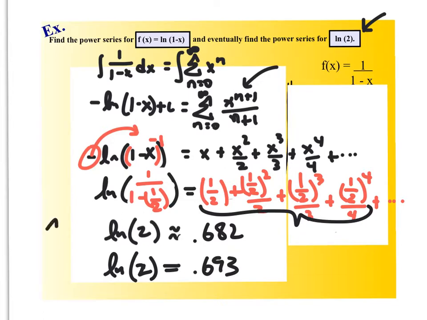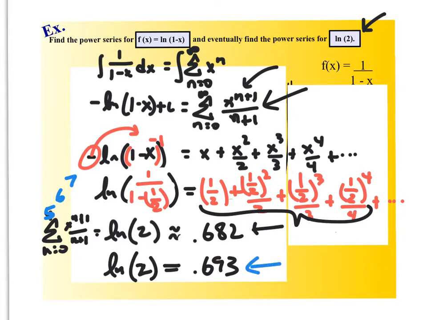So the sum of the first 4 terms from n equals 0 to 4 of my series, right, which I have right here, x^(n+1) over n+1, yields me this number. If I were to increase this number to a 5 or a 6 or a 7 or an 8 or so forth, it would get closer and closer and closer to the actual.